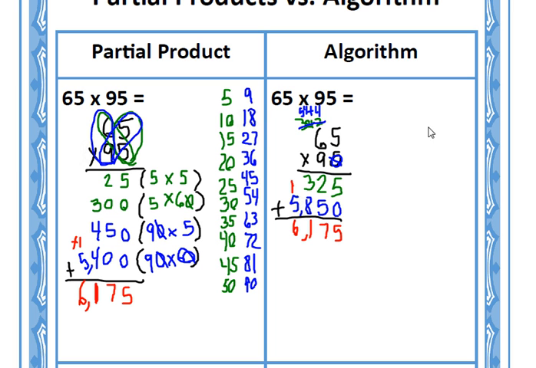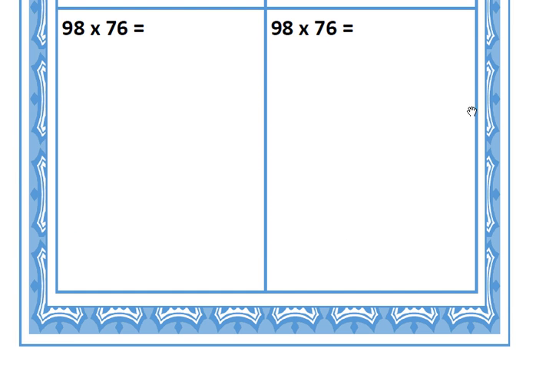We're going to do this now, but you notice the algorithm actually takes less space. I think partial product is easier to see because you break it down a lot more, but the algorithm does take up more space. So you're going to get to decide which one you want to use in class, but you need to know how to do both of them. That is the key, knowing how to do both of them. All right, so we're going to start the next two by yourselves.